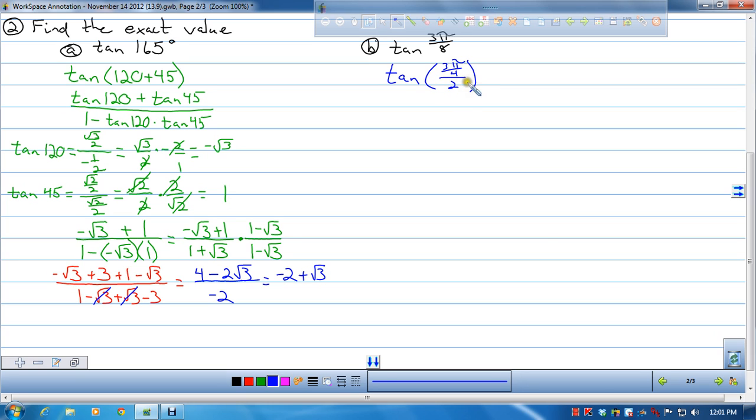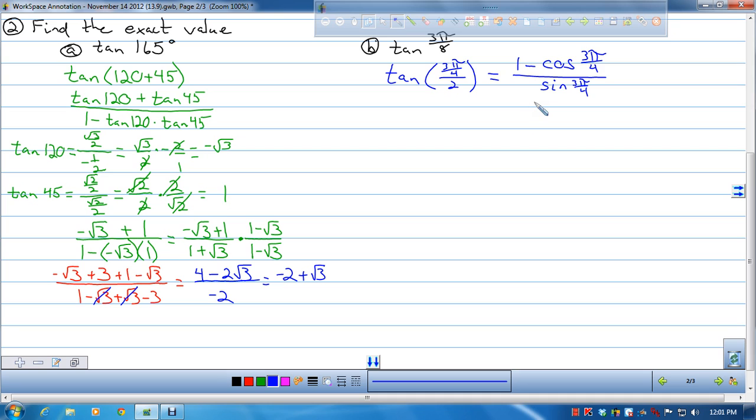Okay, so I'm using the half angle formula, which I know is 1 minus the cosine, or there's a couple different ones I could use, right? I'm going to use this one, 1 minus the cosine of 3 pi over 4, because theta is my 3 pi over 4, right? Over sine of 3 pi over 4.